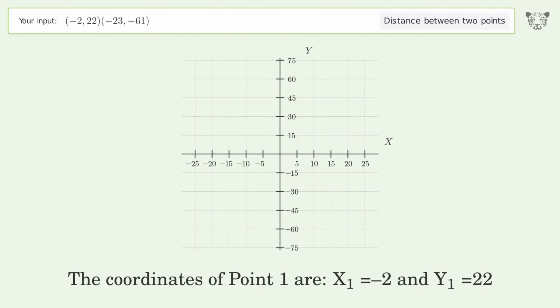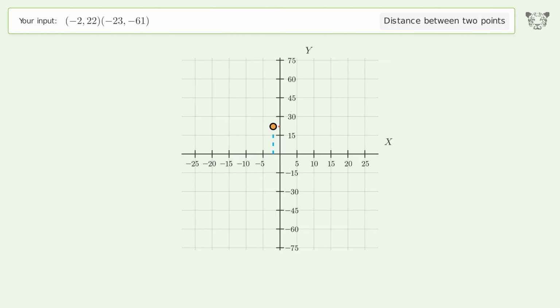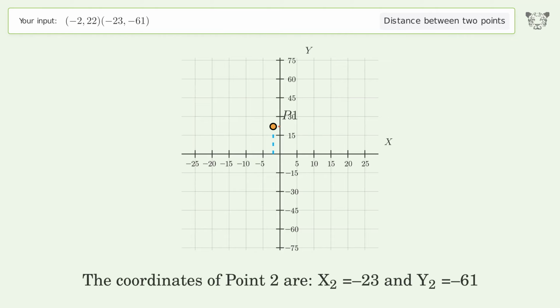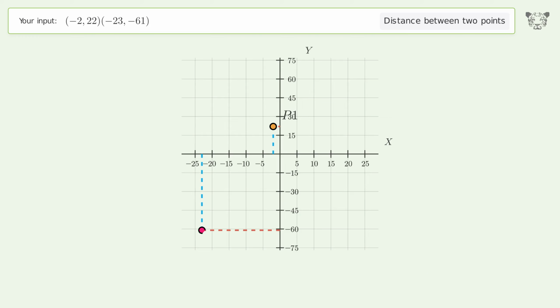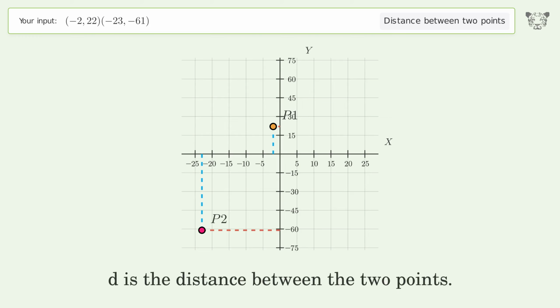The coordinates of point 1 are x1 equals -2 and y1 equals 22. The coordinates of point 2 are x2 equals -23 and y2 equals -61. D is the distance between the 2 points.